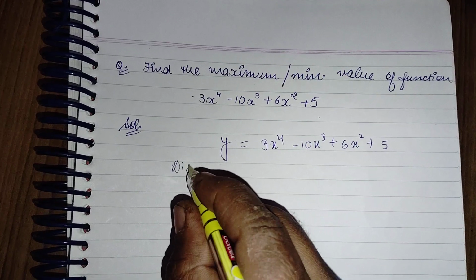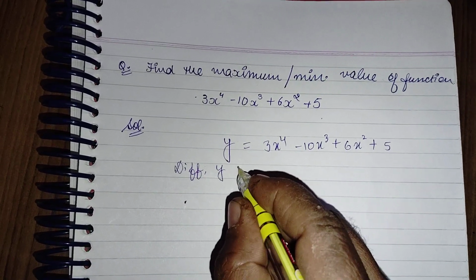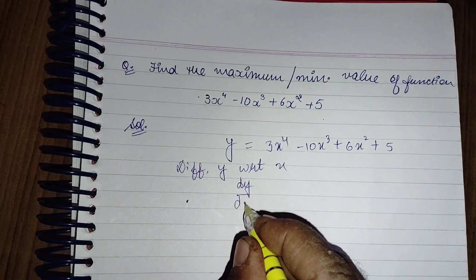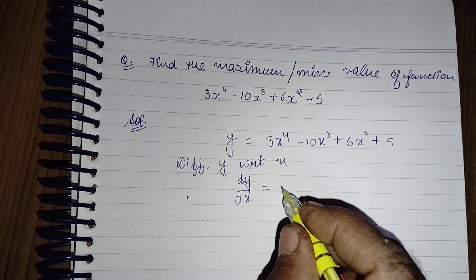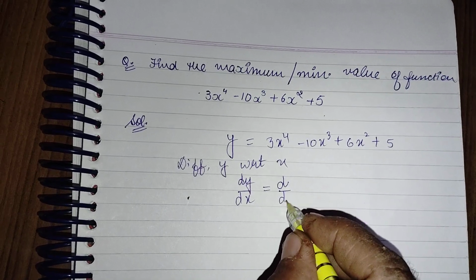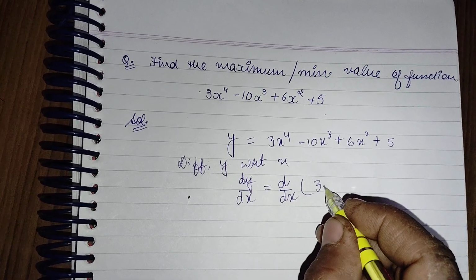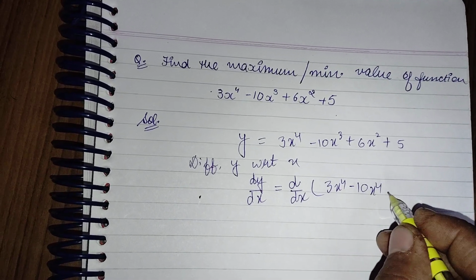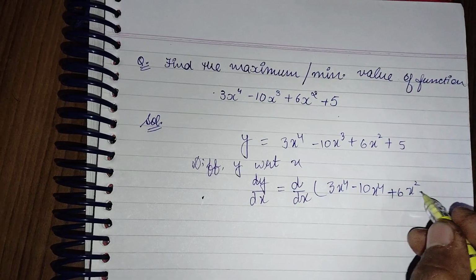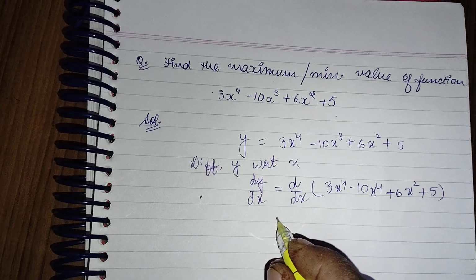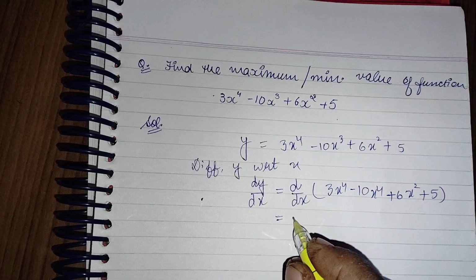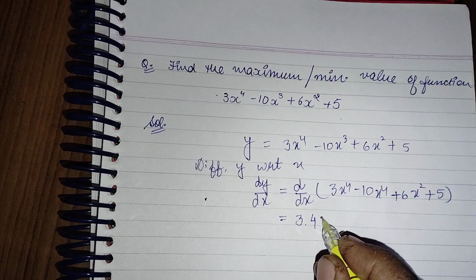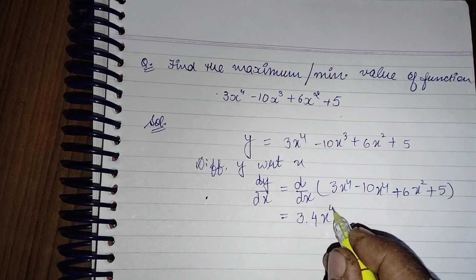So we differentiate y with respect to x. On the left side we get dy by dx, and on the right side we also differentiate. Every term is differentiated separately because there are 4 terms. The first term is differentiated according to the distributive law. So x^4 differentiated becomes 4x^(4-1).